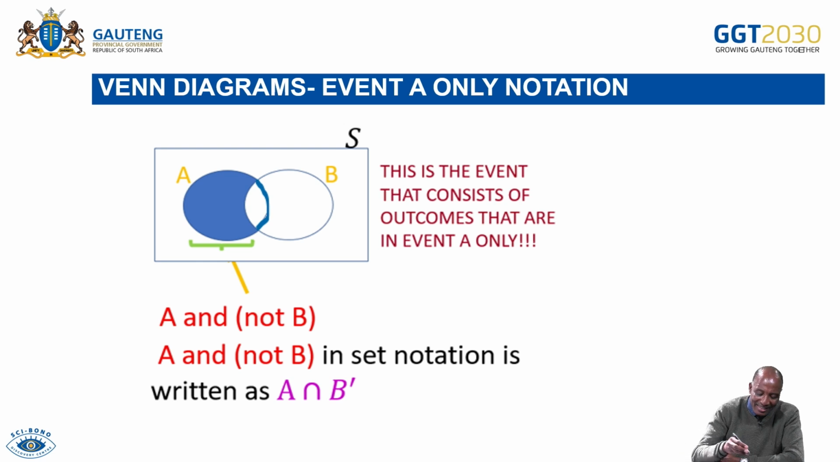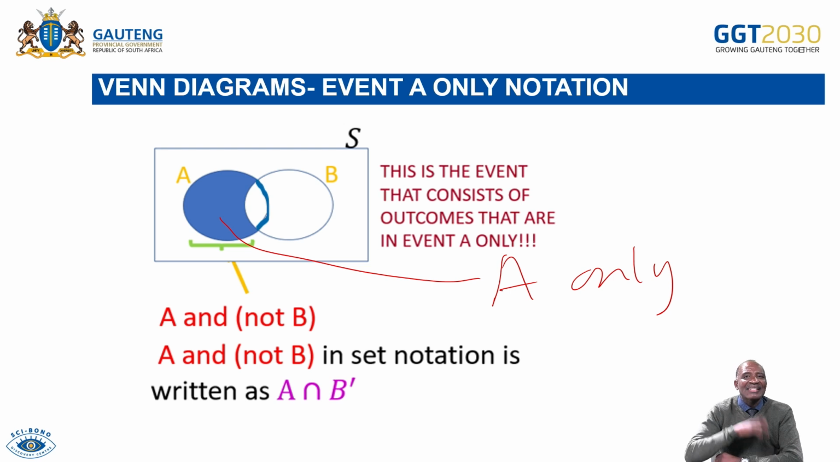This region shaded is also called A only. A only. No other set there. It's A only. So when they say A only, you need to know where to put your elements. They go to that shaded region, which is A and not B. You are in A and you are not in B, which is A intersection B complement. We spoke about complement already. Not in B means B complement. You are not in B. So you are in A only.